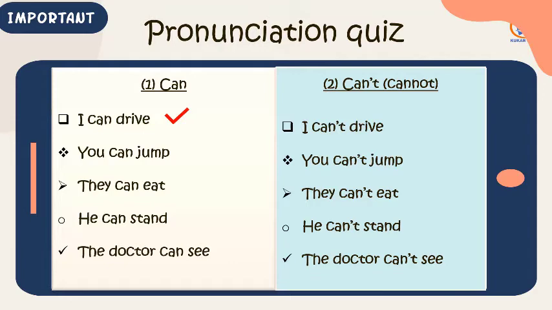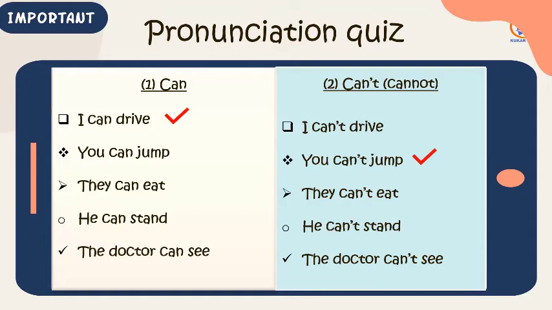Okay, now let's continue with sentence number 2. Listen carefully and give the answer. You can't jump. What's your answer? Yes, the answer is number 2. It means I use can't instead of can.